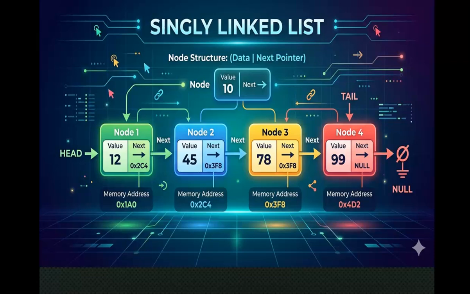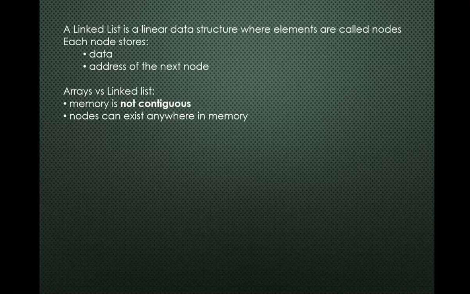Data structure series. Today we are going to talk about an important data structure in computer science, the singly linked list. A linked list is a linear data structure in which elements are stored as nodes. A linear data structure is one where elements are stored in a sequential fashion. Here, each node stores two compartments. One is data and the other one is the address of the next node.